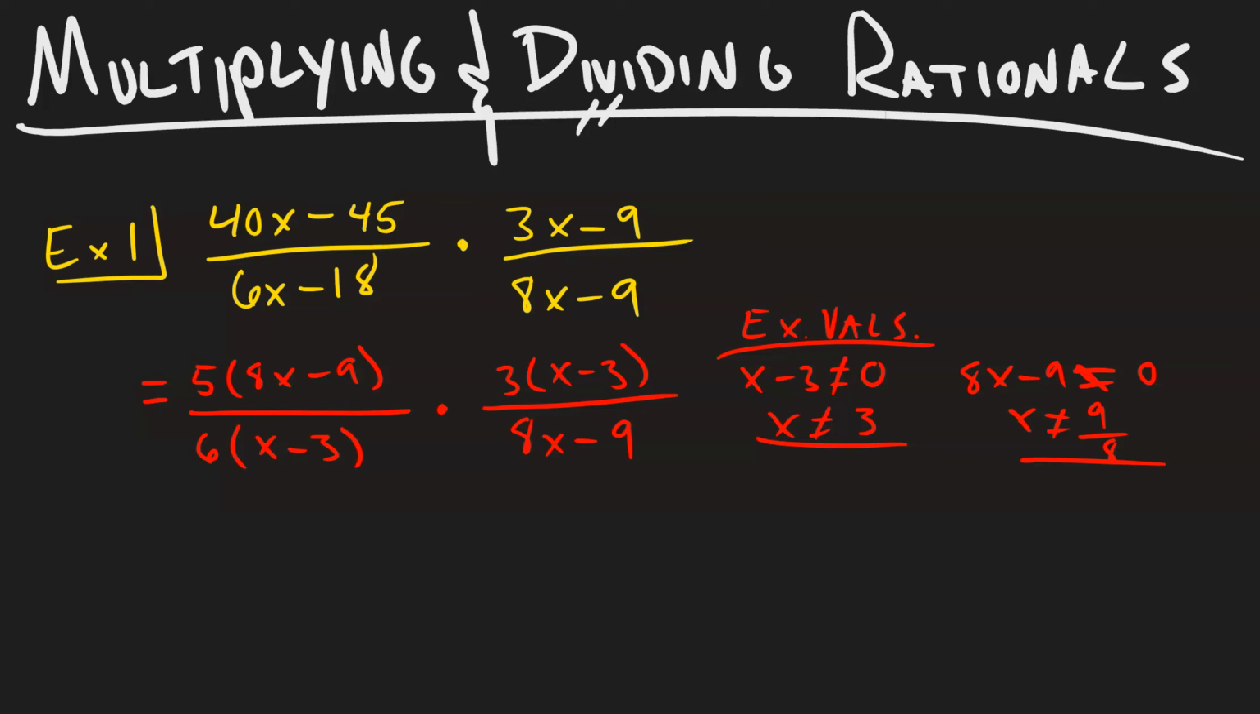So now that we have our excluded values listed, let's cancel out any common factors that we might have. Let's start off with the obvious. Here I have 8x minus 9 and 8x minus 9 that can be canceled out, as well as x minus 3 and x minus 3. I also see that I have a coefficient of 3 here, and in the denominator I have a 6, which is really 3 times 2, so a 3 can be canceled out. So our final solution is just a 5 in our numerator and a 2 in the denominator, or 5/2.